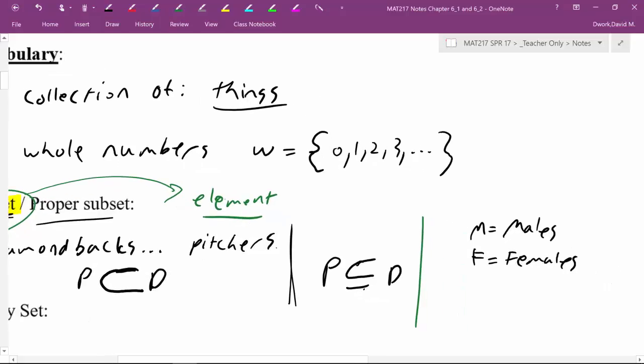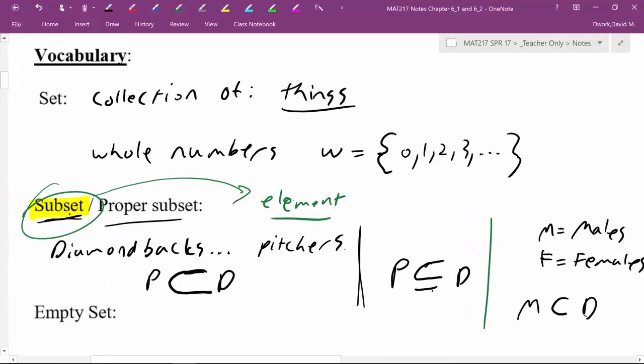Okay? Would the males be a proper subset of the Diamondbacks? Well, proper subset would mean they have to be less. It can't be everybody. And unfortunately, as of right now in baseball, there are no women playing Major League Baseball. There are no women on the Diamondbacks team. So therefore, what does that mean? They are not a proper subset, but they are a regular subset. So that's kind of the difference here.